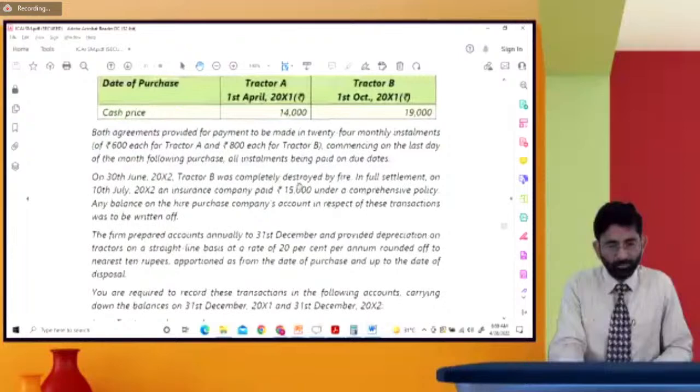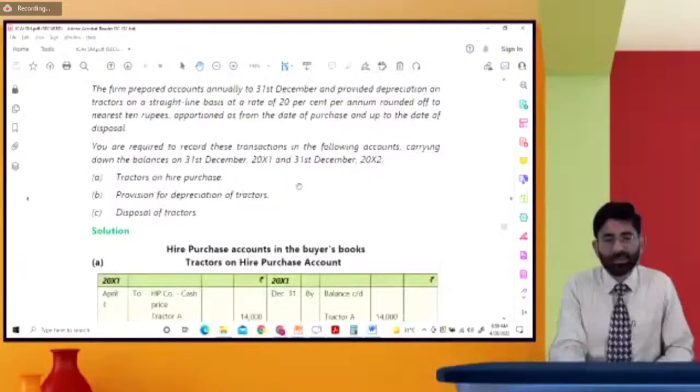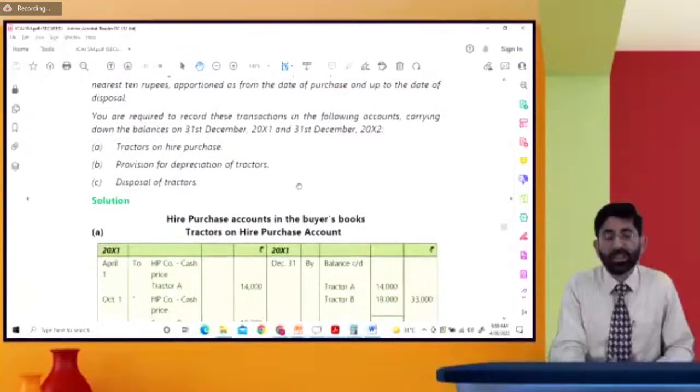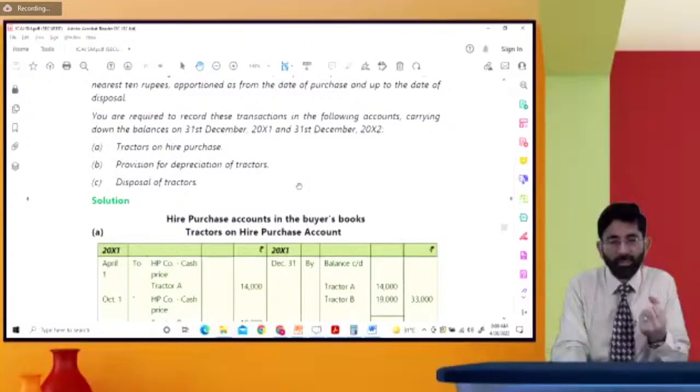You are required to record these transactions. So let's understand this concept also, because this is a somewhat different concept. In this, when the tractor is disposed of or destroyed, you get a claim from the insurance company. That is just a recovery which you have made, and the normal entries which you pass otherwise will be passed in this case.